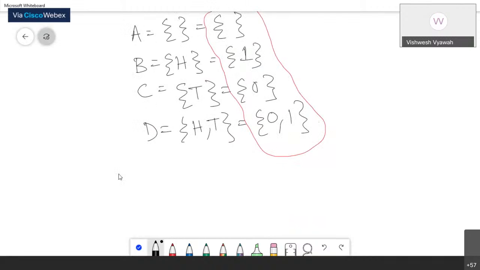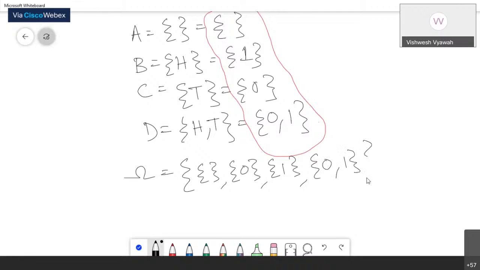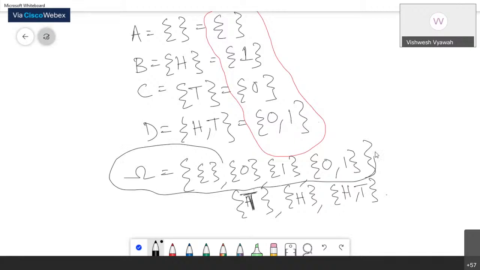Next we are going to define sigma. So what will be sigma in this case? Null set, {0}, {1}, {0, 1}. Actually they are null set, {H}, {T}, and {H, T}. But now since you have defined the random variable, you will be using this definition and this representation only. Okay, right.